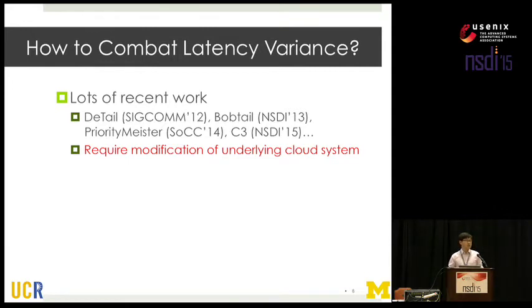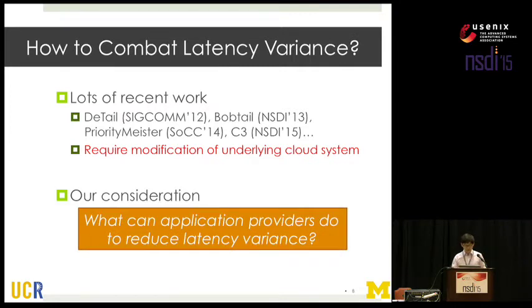All of these systems are doing a good job reducing latency variance. But in order for applications to really benefit from them, the cloud providers will have to first modify their underlying systems. And right now, it is still unclear when and if the cloud providers will do so. Therefore, our consideration is, what can application providers do to reduce latency variance without relying on cloud providers?